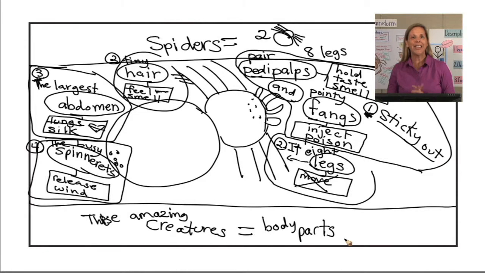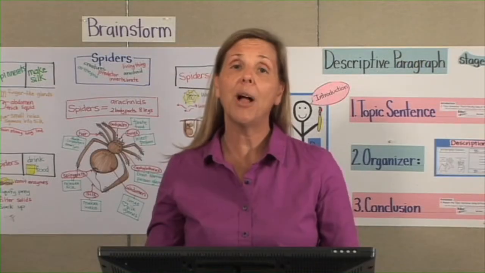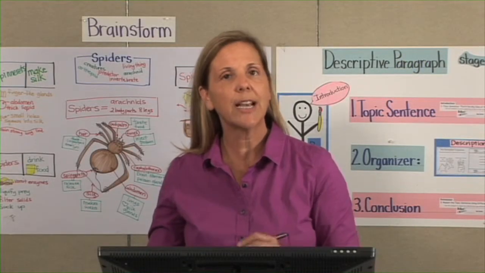Let's go back and read the whole thing. This is a great description. Spiders have 2 body parts and 8 legs. Jump to number 1. Sticking out from its head are pointy fangs that inject poison and a pair of pedipalps that help hold, taste, and smell its food. Its 8 legs have tiny hairs at the bottom so it can feel vibrations and smell. The largest part of the spider is the abdomen, where it makes its silk. The busy spinnerets release and wind the silk so it can make its web. These amazing creatures have different body parts. We have our introduction, our body, our conclusion. We have orally rehearsed this so it sounds like writing.